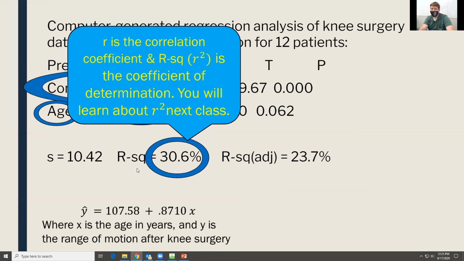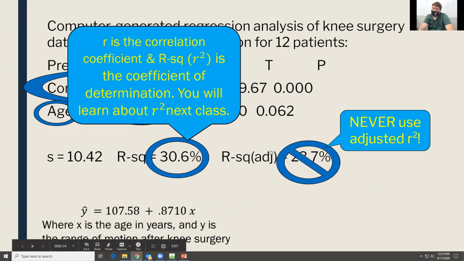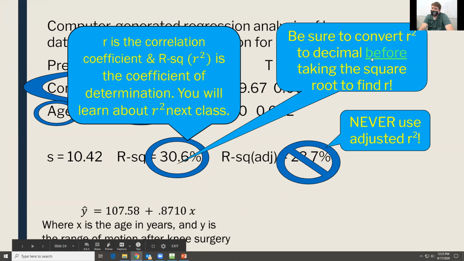So something else to look for on here is the R value. What they give you instead is R squared. Well, could I find R from R squared? I mean, what's my solution there? Just take the square root, right? Just like we can find standard deviation from variance. We just take the square root. And in order to do that, you're going to want to make sure that you convert it to a decimal first. So don't just get all excited like, oh, 30.6 square root. Make sure you convert it to a decimal. So you should get 0.306, then square root that.